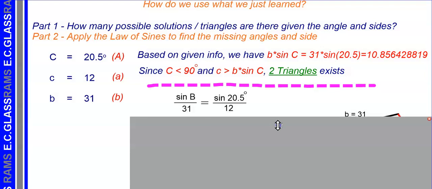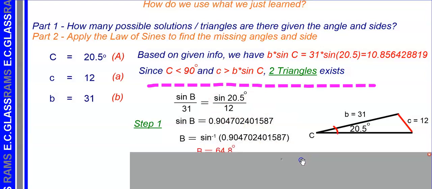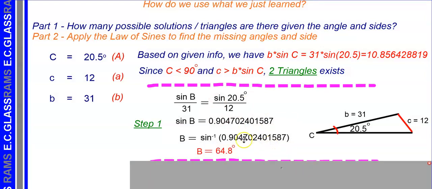So step 1 is find the missing angle opposite from the given side that we have. That is not our complete pair because we have capital C and lowercase c. So sine B over all this revolving around it. You apply the inverse sine function to that decimal number you find, and therefore you get B is equal to 64.8 degrees.